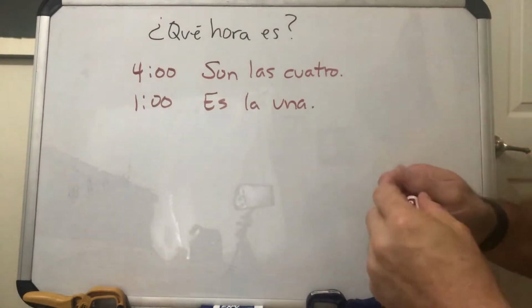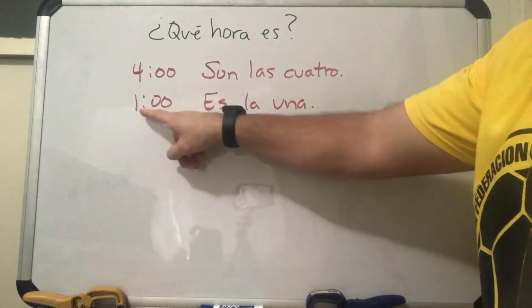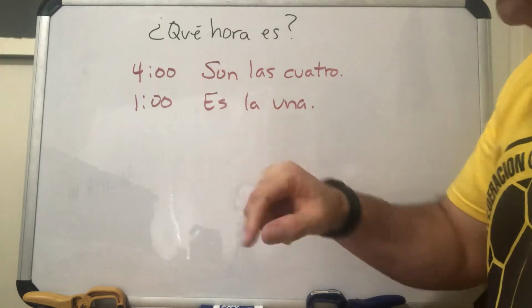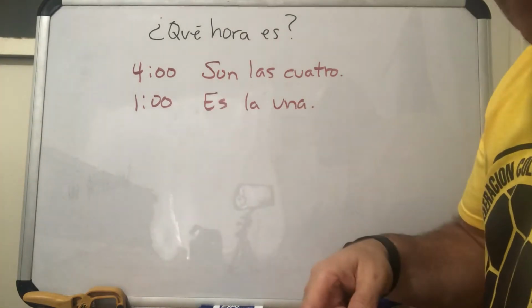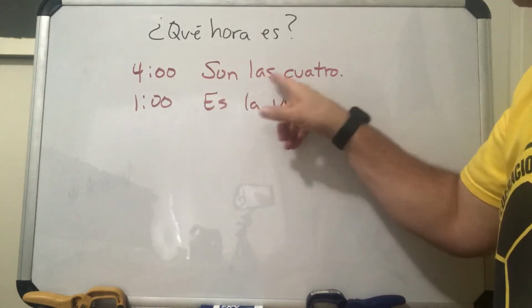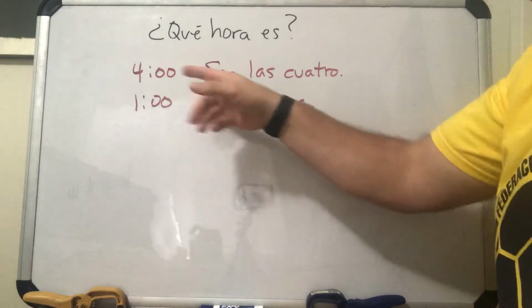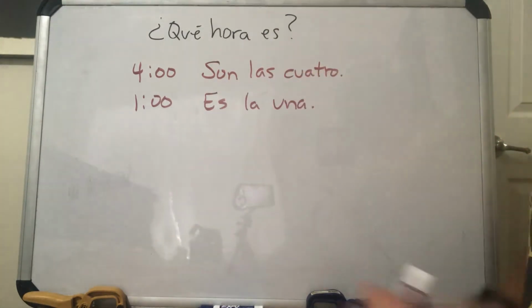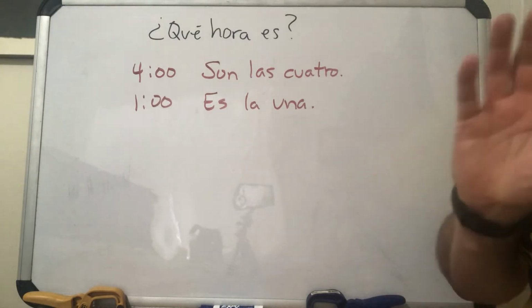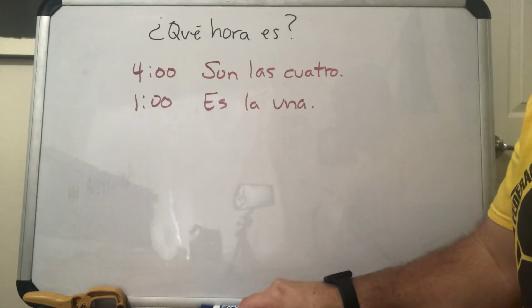If you'll notice this one, this goes back to our discussion on singular versus plural. Because it's 1 o'clock, 1 is singular, we do es and la. Because for every other hour, we would do son las and then put in the number. So if it's 7 o'clock, son las 7. 11 o'clock, son las 11. So this would be the same for all of them, and then we would just change the number. Okay? So that's the first scenario. It's exactly on the hour. There, we don't have any minutes involved.